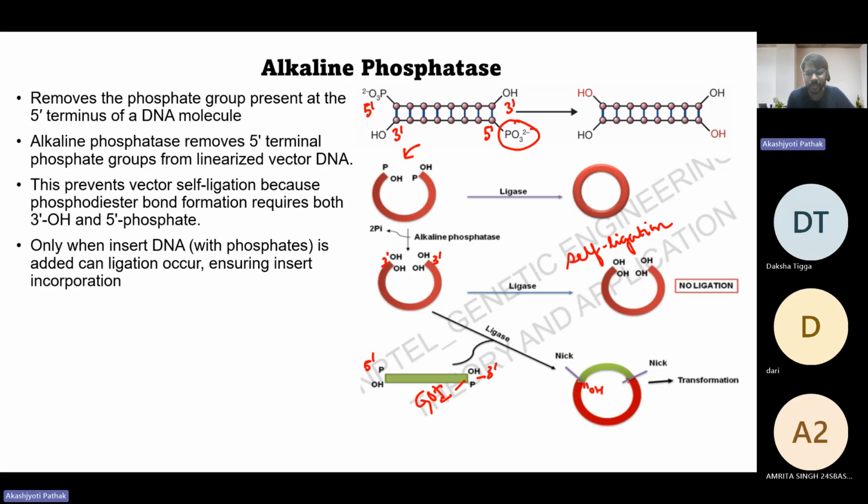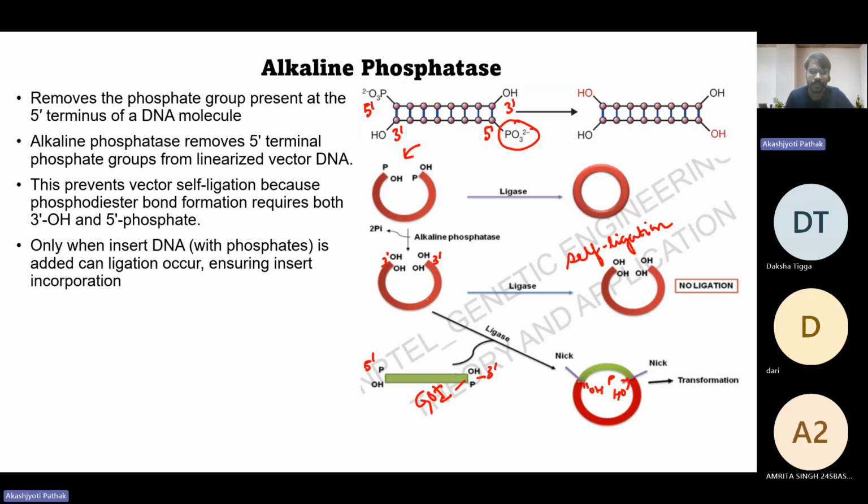Do you understand what I'm trying to say? So if it is phosphate here and you will have OH here, then ligation can take place. This ligase will act and it can ligate the one end having 5 prime phosphate and the other having 3 prime OH. But there will be one end where it will have 3 prime OH which is present in your gene of interest, and your vector will also have this OH group.